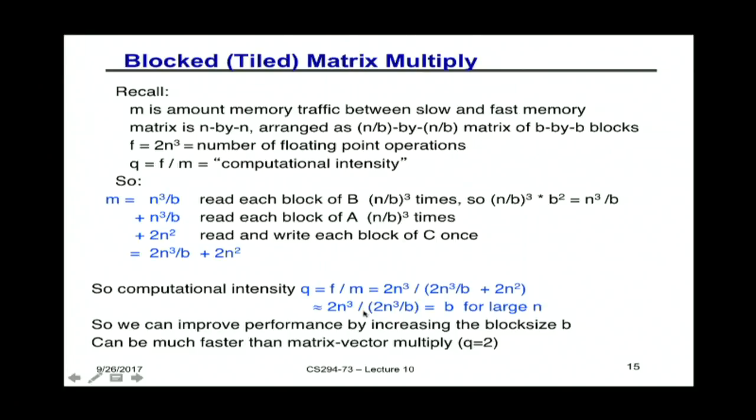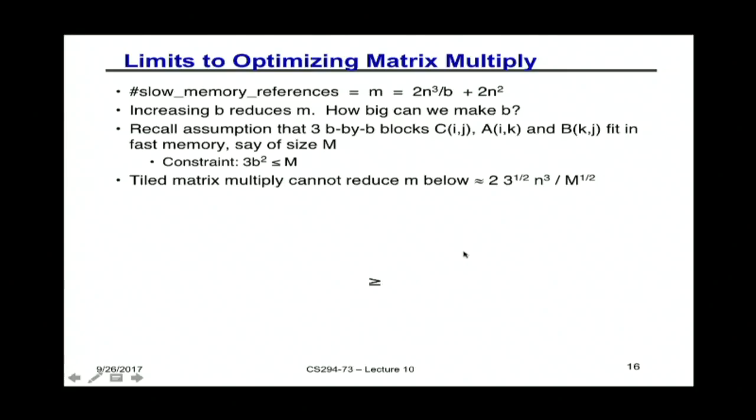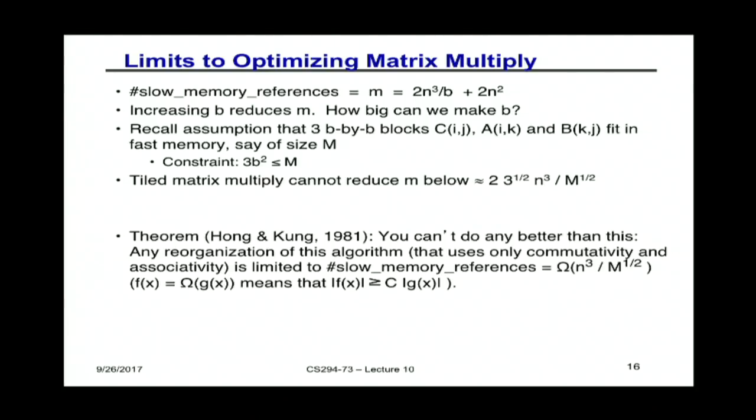Plug the limit of B into this Q ratio, then you will get the memory access M cannot be smaller than that, it has to be bigger than this. So there's a square root of M, the cache memory size, at the bottom here. Any questions?